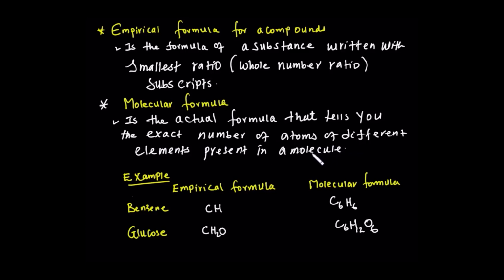The different elements in a molecule. Look, let's see an example of empirical formula and molecular formula: benzene. The smallest ratio for benzene is CH, carbon and hydrogen. The molecular formula, as you see here, is C6H6. So now 6 cancel by 6, and this is written as the smallest whole number. Now benzene's actual molecular formula is C6H6. Benzene is a combination of hydrogen and carbon, so 6 carbon and 6 hydrogen, this is the molecular formula. As I said, the molecular formula is the actual formula that tells you the exact number of atoms of different elements present in a molecule.